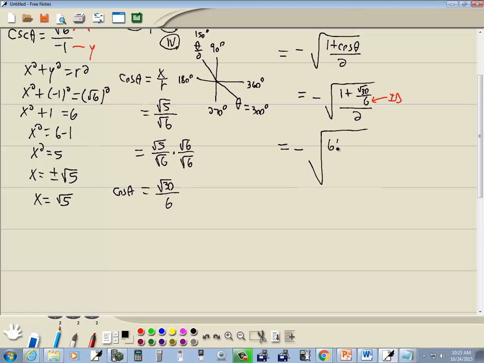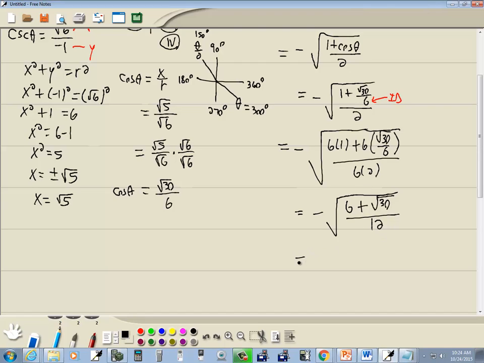So I've got 6 times 1 plus 6 times the square root of 30 over 6, all over 6 times 2. So that's going to give us a negative here. 6 times 1 is 6. These 6's cancel, so we've got plus square root of 30, all over 12.